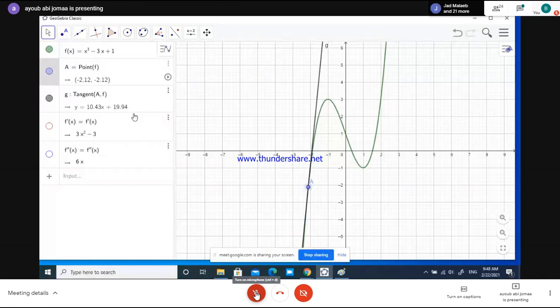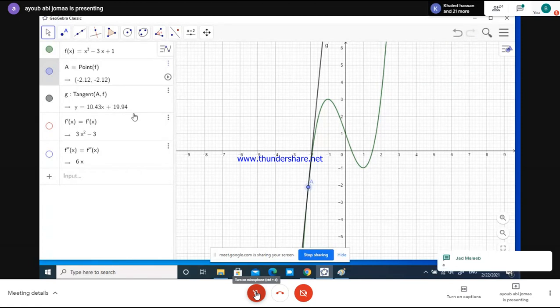10.43. Right. From one side, this is the slope. From the other side, what does this value represent? It is the slope of the tangent line. But what does it represent for the function? From one side, it is the slope. From the other side, it is f prime, the derivative. It is f prime.